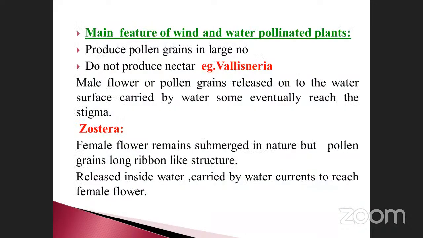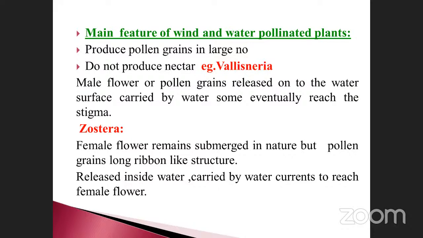Main features of wind and water pollination. Any doubt you have? See that. They produce pollen grains in large numbers. So the main feature of wind and water pollinating plants is the large number of pollen grains, that means hundreds of thousands, millions like that. It's a microspore. They do not produce nectar. There is no nectar gland present. Completely absent nectar. Example, Vallisneria.